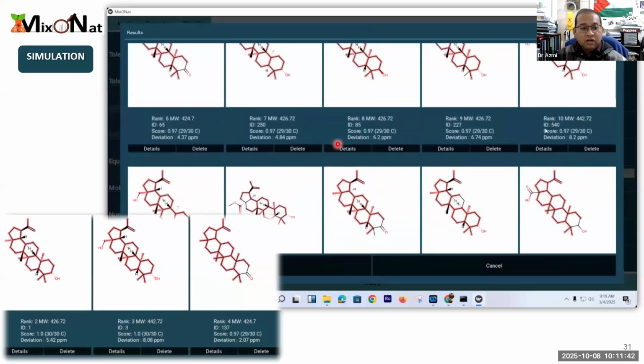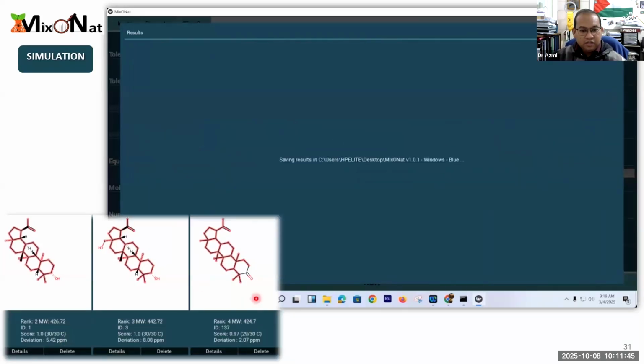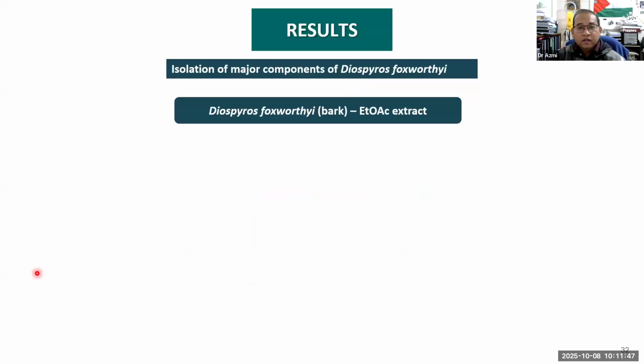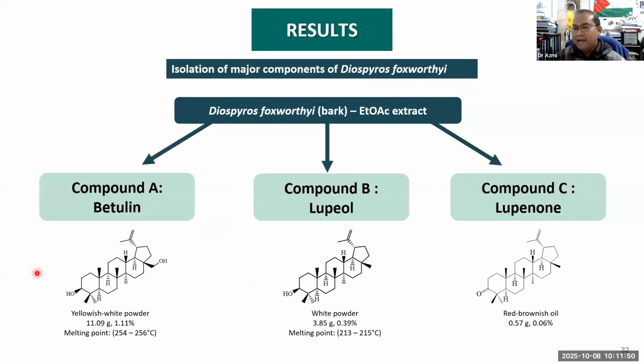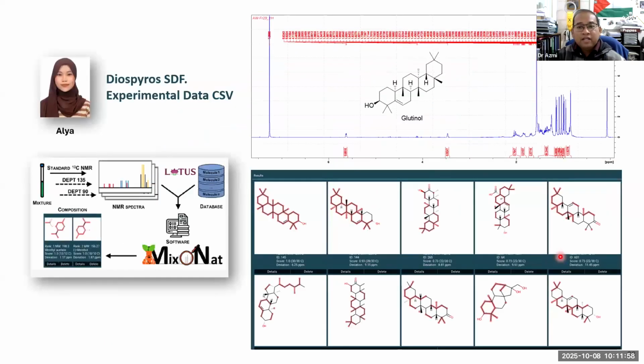This is the idea. Most of them are the major components that have been isolated, which is this one. So as a result, we did the wet lab similarly, and we managed to isolate the three major compounds, which are butylene, lupiol, and lupinones. And after that, during that time, Alia wanted to finish her final year project. I didn't have enough time to read the whole data anymore. So what I did was put in the carbon-13 data using this similar process, and they came up with this structure. So I compared with the proton and carbon data. It's a 100% match, which is butanol.